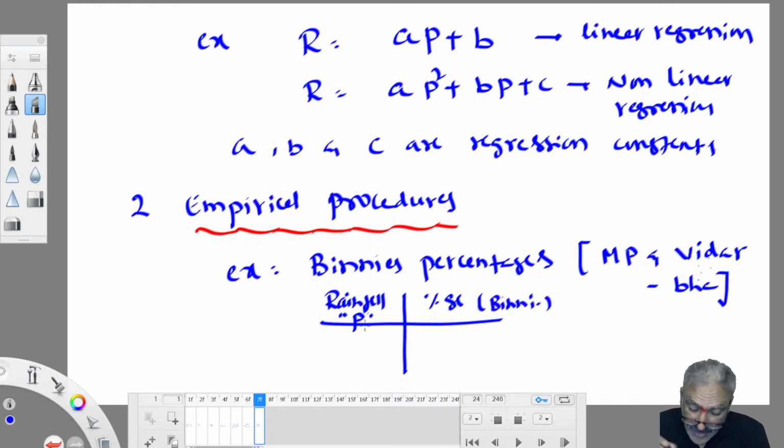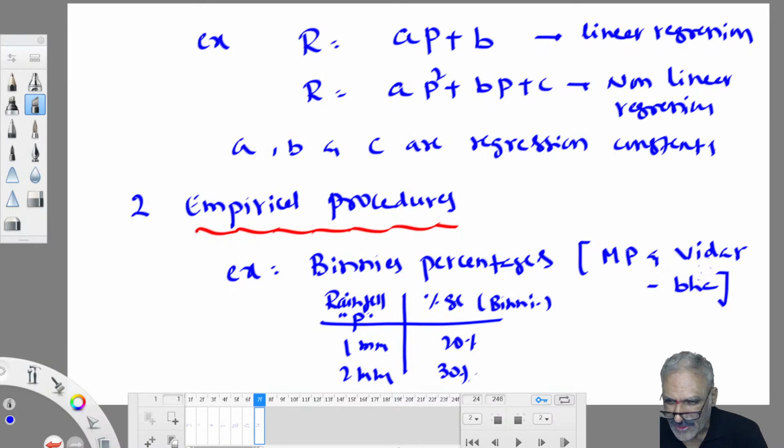Example I am giving: for 1 mm rainfall, maybe 20% of rainfall is converted into runoff. For 2 mm rainfall, maybe 30%. Like that, for different magnitudes of rainfall, different percentages were developed by Binnie from his own work for the catchments in Madhya Pradesh and Vidarbha region. But this procedure is true only for that area. Elsewhere you cannot use them.